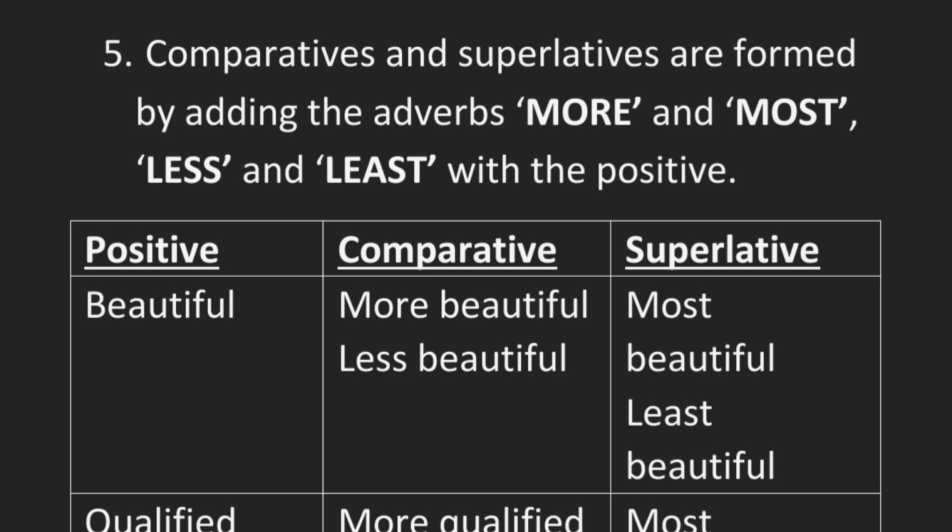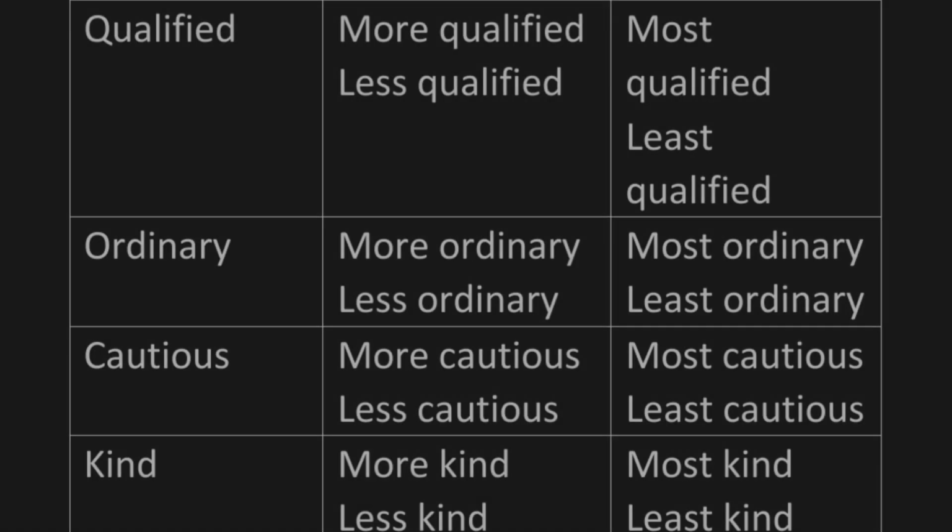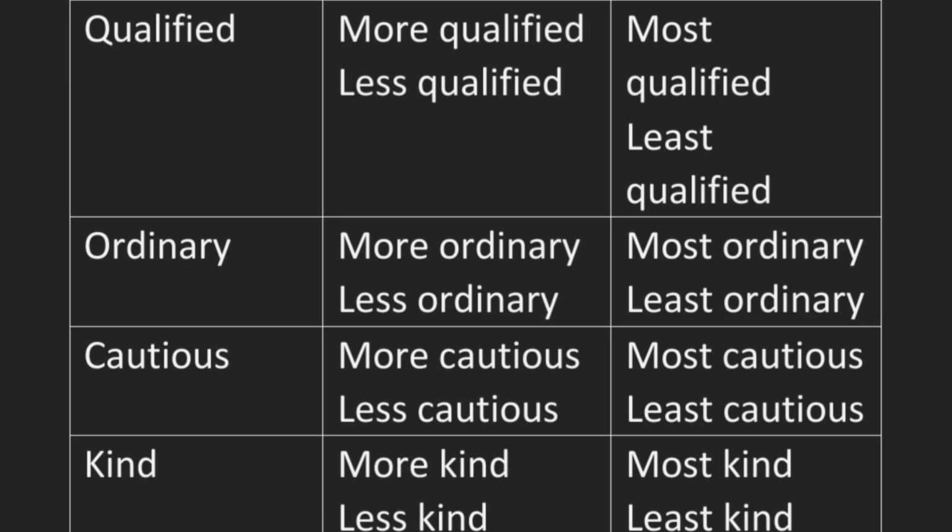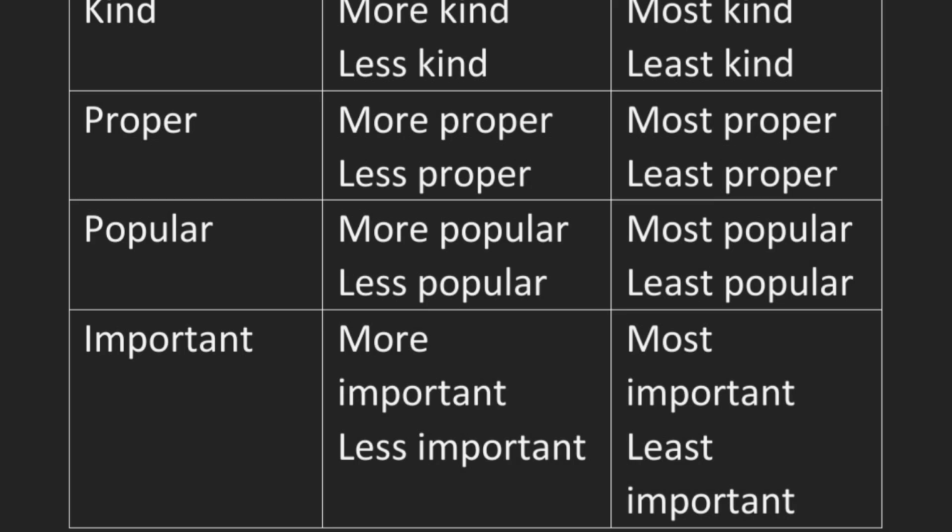Beautiful, more beautiful, less beautiful, most beautiful, least beautiful. Qualified, more qualified, less qualified, most qualified, least qualified. Ordinary, more ordinary, less ordinary, most ordinary, least ordinary. And many more like cautious, kind, proper, popular, and important. In these words, we'll add more, less, and most and least.